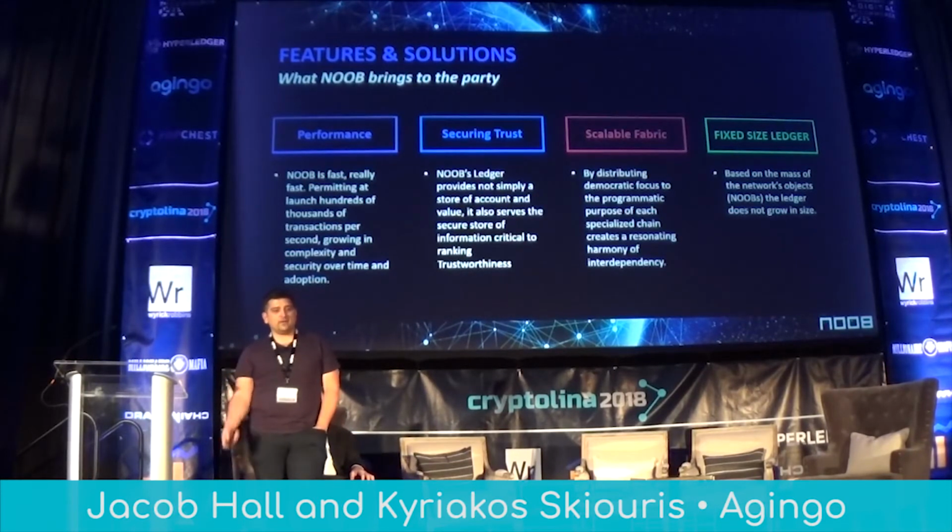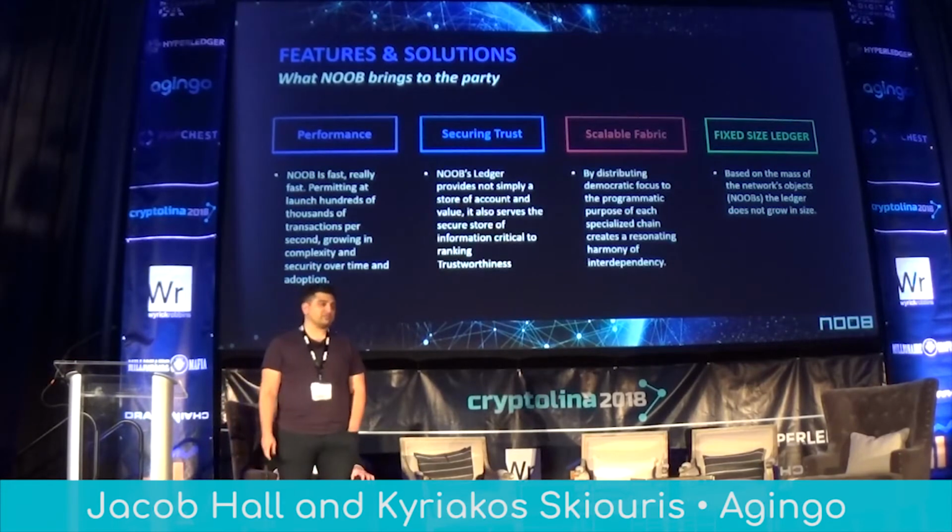Securing trust. Each of the 4 blockchains actually has its own encryption, its own mechanisms, its own democratic focus of protocol consensus, that they are all serving out their own, and by doing so they create 4 unique ledgers that combine to create the 5th logical ledger that is the NOOB ledger.